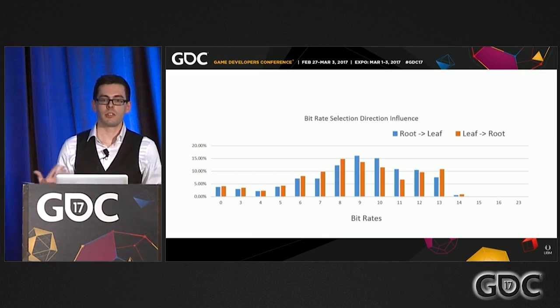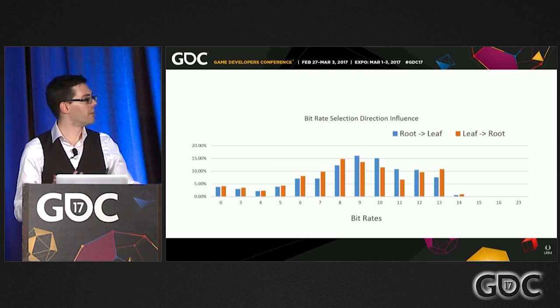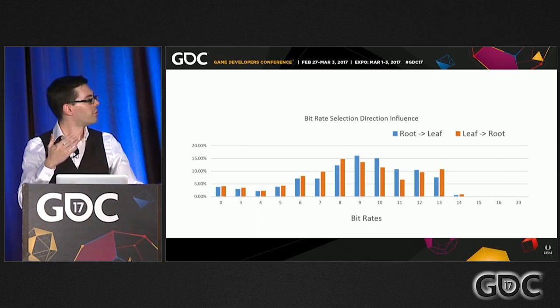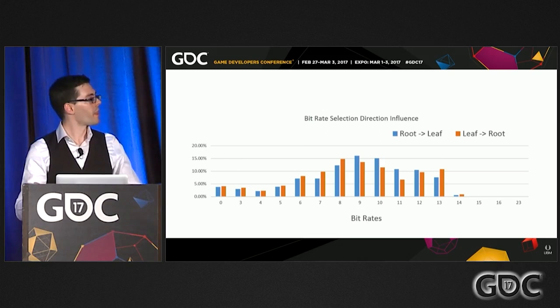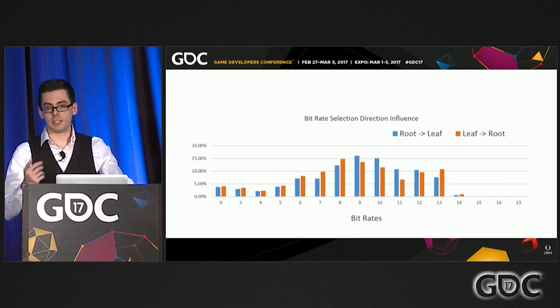But of course, by starting with the children first, it forces our parents to retain more precision for the same error. And so on the right of the graph, we can see starting at 13, 14, 15, 16, and 23, you can't see them. They're not zero, they're just very small. But they're all higher starting with the children going towards the parents. And essentially, the net result of this is that starting with the children first, going up, is 2% smaller in memory. For no change in compression time, no change in accuracy, no change in decompression time.